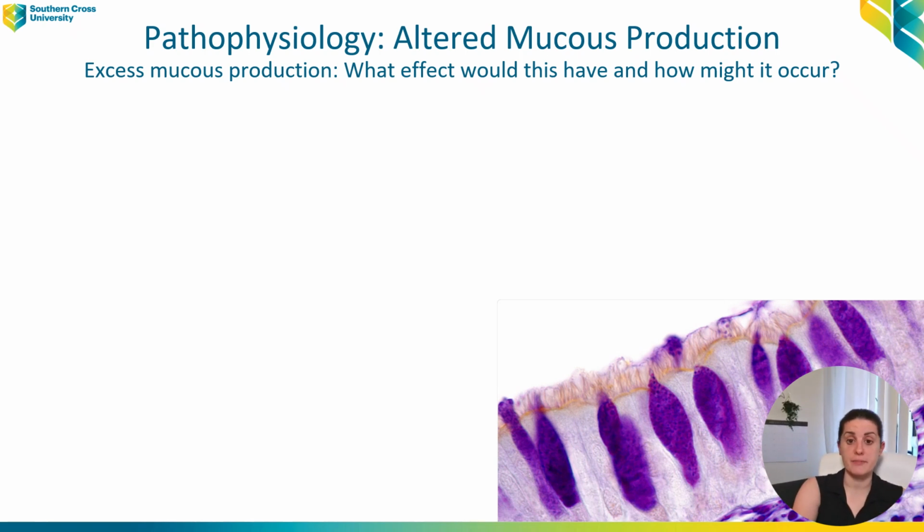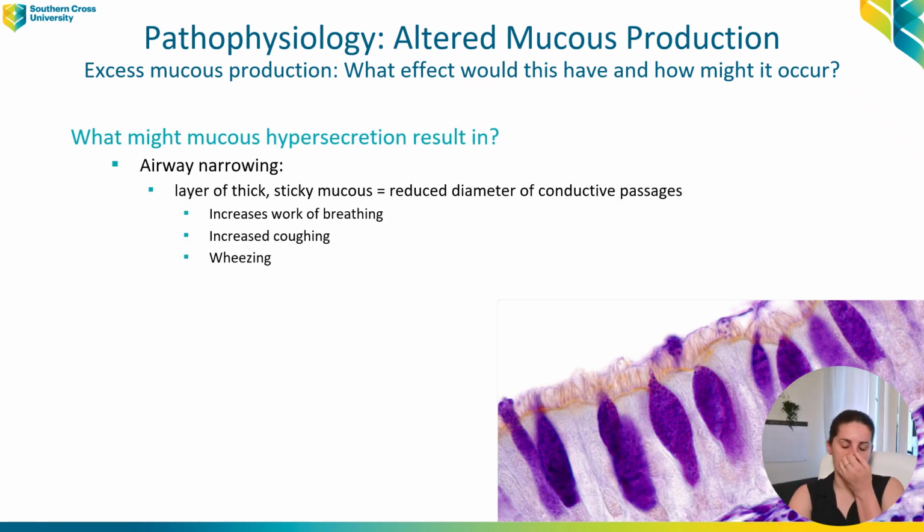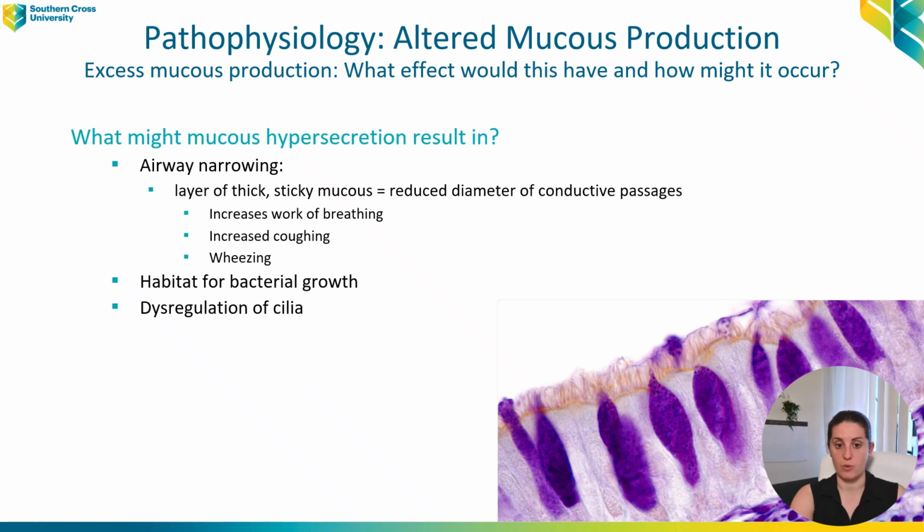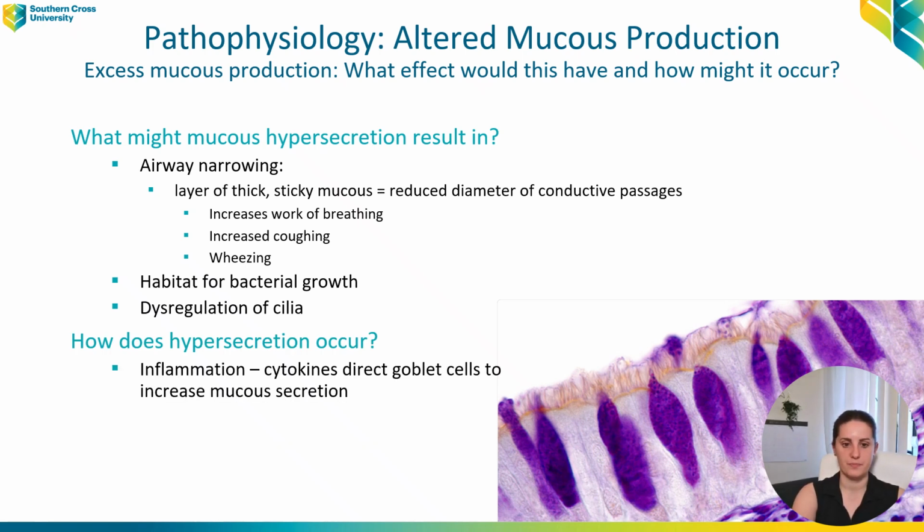We're also going to have an excessive production of mucus, and that's because we have too many goblet cells. And that's going to lead to airway narrowing, which is going to make it much harder to breathe. So you're going to have that wheezing, you're going to have a lot more coughing, and it's going to be a lot harder just to breathe. Unfortunately, it's also a great habitat for bacterial growth, and the excess mucus is going to make it harder for the cilia to function underneath the weight of it.